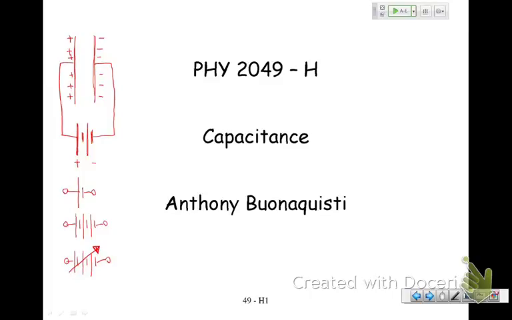I can do a number of things with them. I can take that capacitor that is fully charged. I can disconnect it from the battery. It's still fully charged. I can then reconnect it through a light bulb.